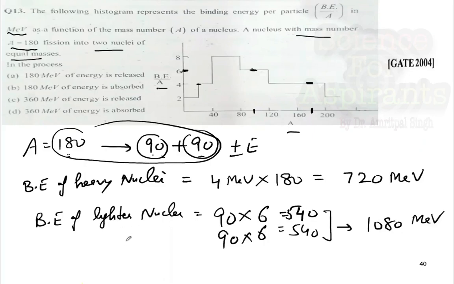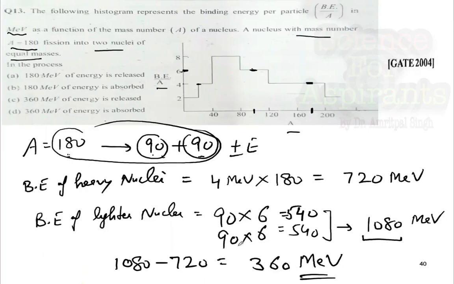It means that the product nuclei have higher binding energy as compared to the reactant nucleus. So how much energy is extra released? That is 1080 minus 720, which is of the order of 360 mega electron volt, and energy is being released. So this much extra energy is being released. So option C is the correct option.